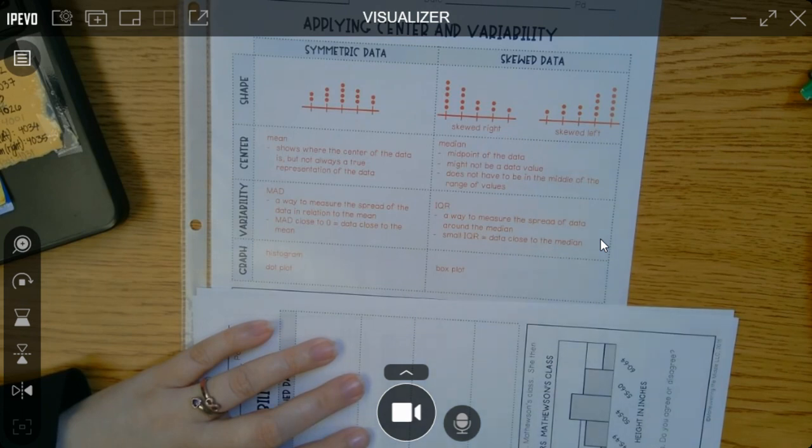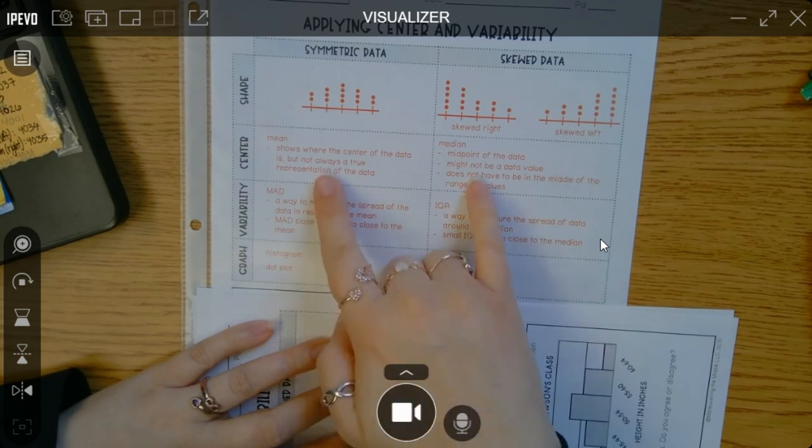Okay, so that's an example of symmetric or skewed data. And of course, you can do the same thing with histograms and things like that as well. Now there are measures of center. Of course, there's mean, median, and mode, but we don't really use mode that much unless the whole data set is the same number. The main measures of center we focus on are mean and median.